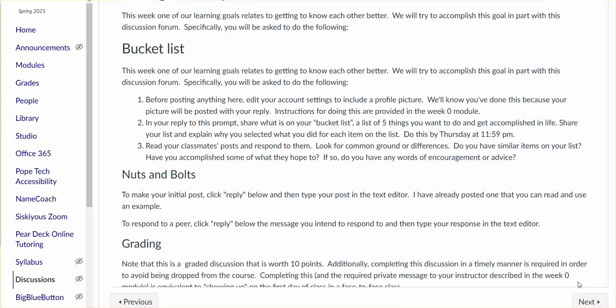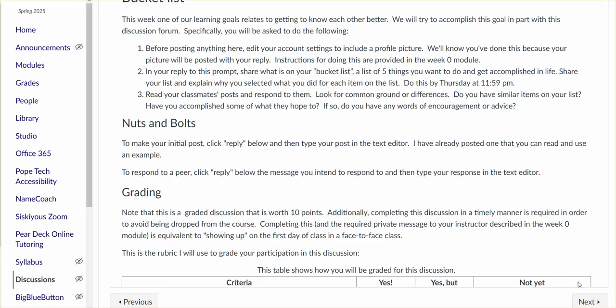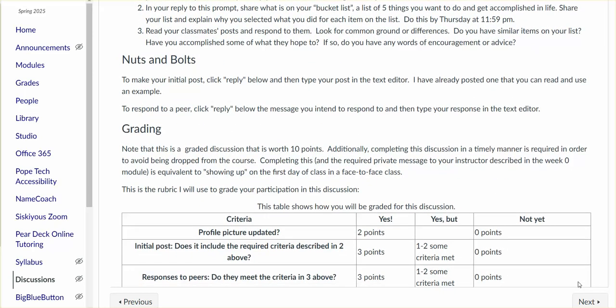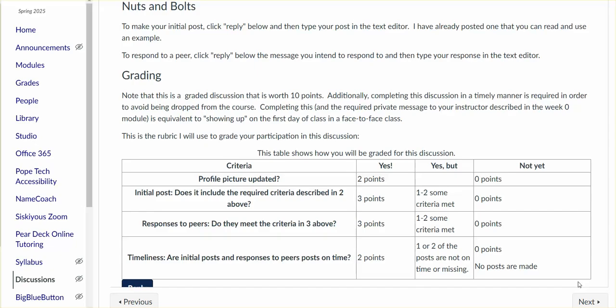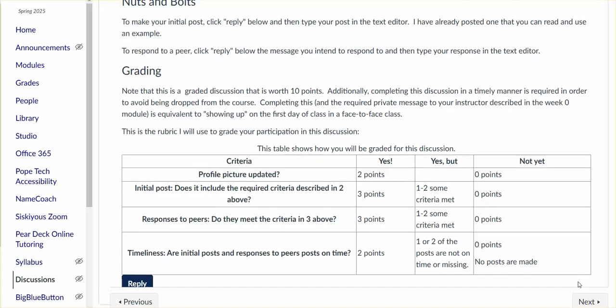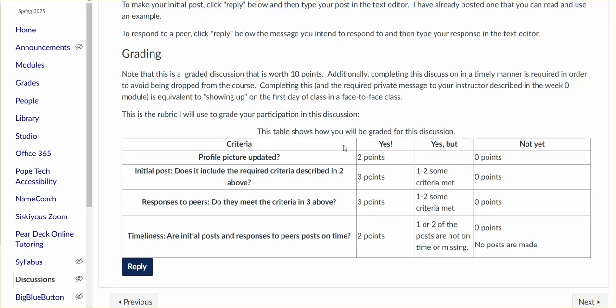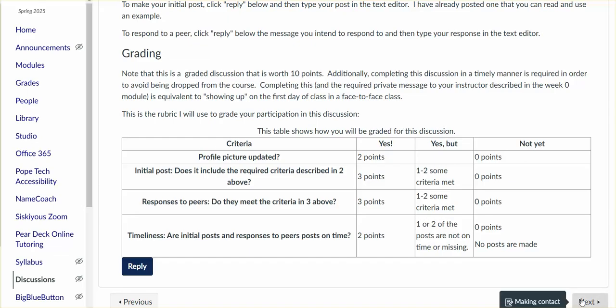And here's some nuts and bolts about how you post a response, how you post a reply in a discussion. And then I'm asking you to respond to your peers by Saturday. The last thing I have here is the grading rubric, so you should have a good understanding of why you received the grade you did on this discussion. So initial post due Thursday, final post due Saturday.